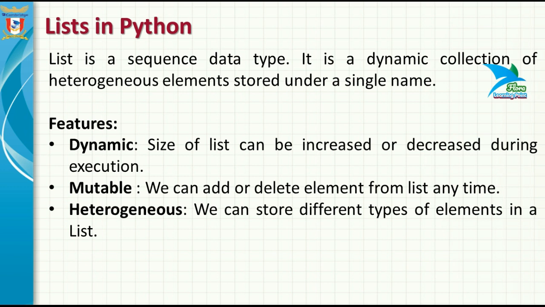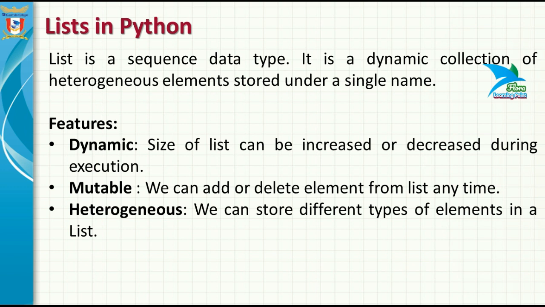Next we will discuss the features. The first feature is dynamic. Dynamic means the size of a list can be increased or decreased during execution. We can increase the size by adding new elements to the list, and decrease the size by deleting elements from the list during the execution of a program. The next feature is mutable. As we discussed earlier, strings are immutable but lists are mutable. Strings are immutable means we can't make any change to any element of a string during execution, but lists are mutable. That means we can add or delete elements from a list at any time during execution.